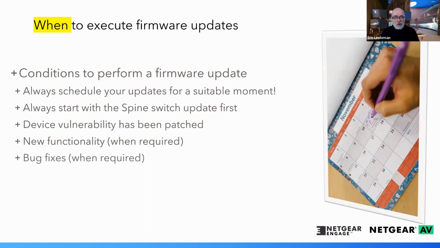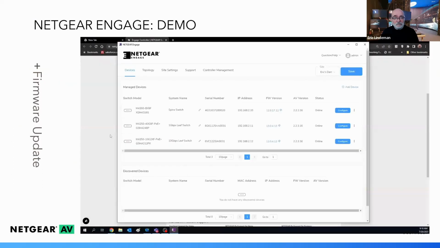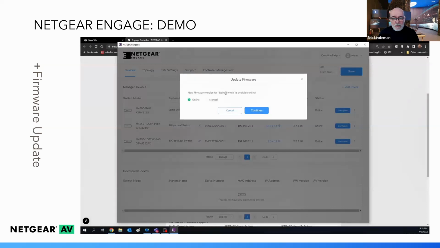And the other thing is with bug fixes, if there are bug fixes you're experiencing, of course, update your switches as soon as possible to resolve this kind of bugs. Next thing, I'm going to update the switches with this demo. So when I start to click on a blue firmware update with a little cloud symbol, I can click on it and I can do a new firmware online.